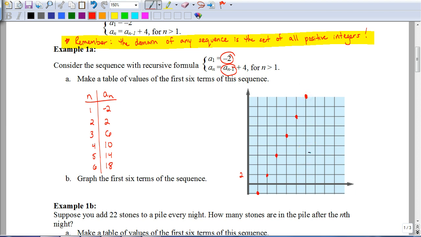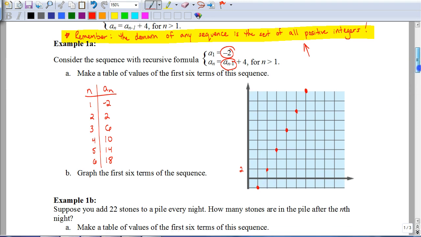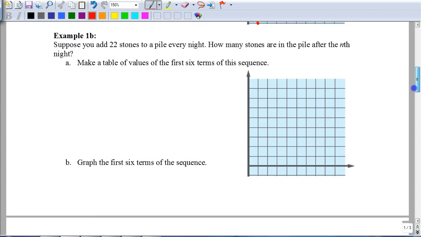Now I know we're in the habit, ever since preschool, of connecting the dots, but we are not going to connect the dots here. Again, the reason why is because of what we set up: the domain is just the set of all positive integers. There are no decimals in here. If I were to connect these with a line, that would be wrong, because a line is essentially an infinite set of points. By connecting these with a line, it's saying that you're including all the points in between them, which we don't want to do. So we would leave it just like that.